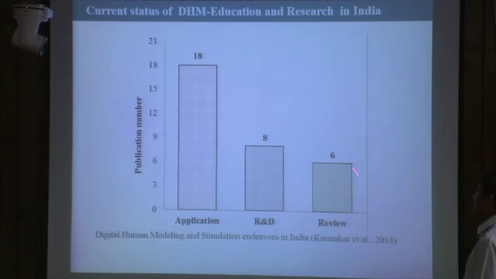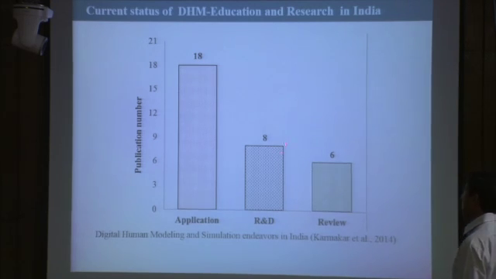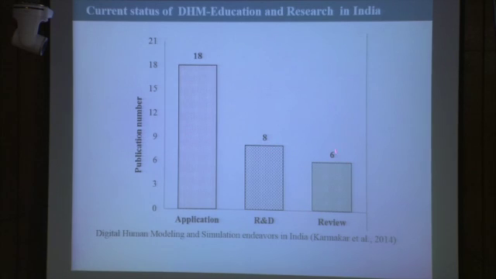So mainly in India, if we see the publications, the main publication is related to application of digital human modeling software for various product and workstation design. But R&D activities are very limited, and few review based articles are also available.